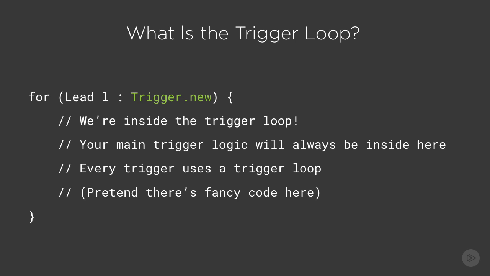Back to our trigger loop. So trigger.new is the list of records entering our trigger. Awesome. Lead here is the type of records that we'll be iterating across. And L is a variable that we'll be temporarily assigning to our loop's current iteration's record. The variable L will be available inside the scope of our loop, and we inevitably will need to use it.